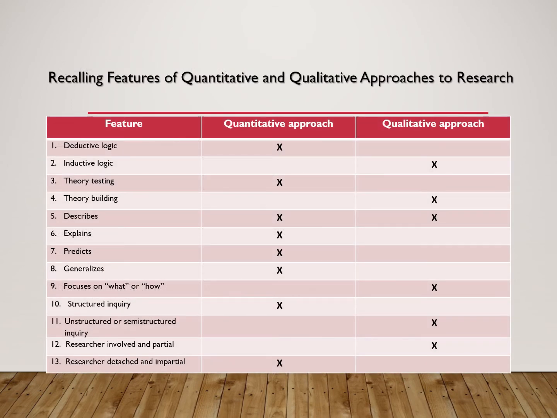Let's take a look at comparing quantitative and qualitative approaches. To the left, you can see the different features of the approach within research. And as you can see, the different areas are checked or marked. As you'll notice, the only thing that they both have in common is number 5, which is description. So they both describe a situation in some sort. Qualitative approaches cannot explain or predict, and quantitative approaches can't look at how or what.